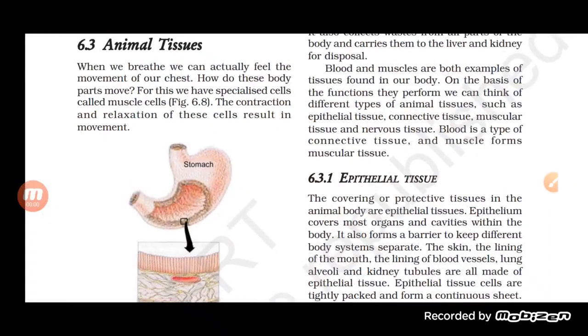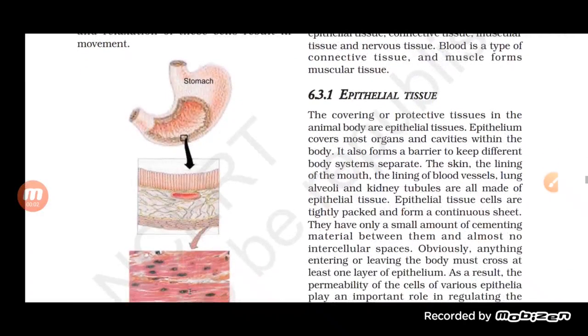If we start with the epithelial tissue, students, you can see here, what is epithelial? Actually the term came from epi. Epi means the upper one. So the covering or protective tissue in the animal body, that we call epithelial tissue. And epithelium is what? Basically it helps in covering most of the organs and the cavities present in the body. It also forms a barrier to keep different body systems separate.